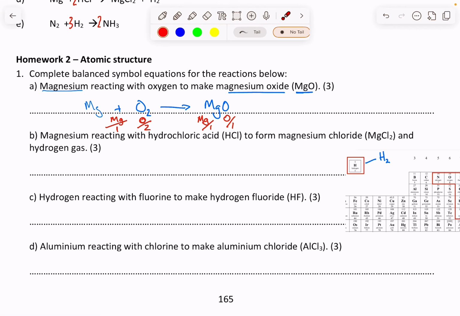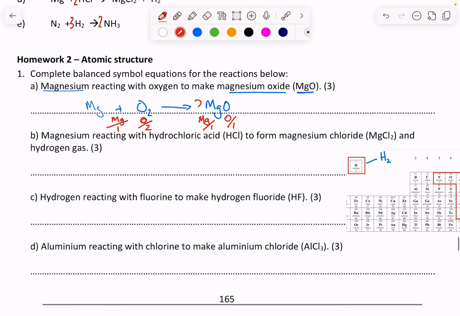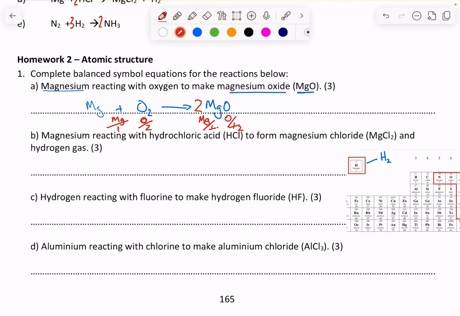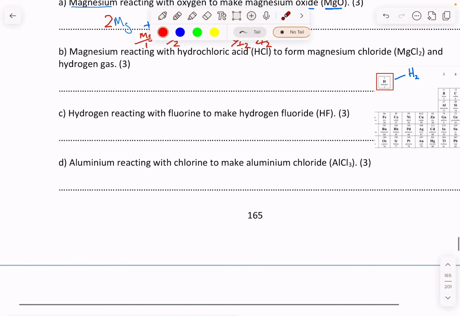Got to get these numbers to work, so I've got 2 oxygens here. I need to get 2 oxygens there, so all I'm going to do is put a big 2 in front of that, and that will give me 2 oxygens, but it also gives me 2 magnesiums. And to get 2 magnesiums here, I'm going to put a big 2 in front of that, and I've got 2 magnesiums there. Okay, use the same technique for each of these questions to construct those balanced equations.